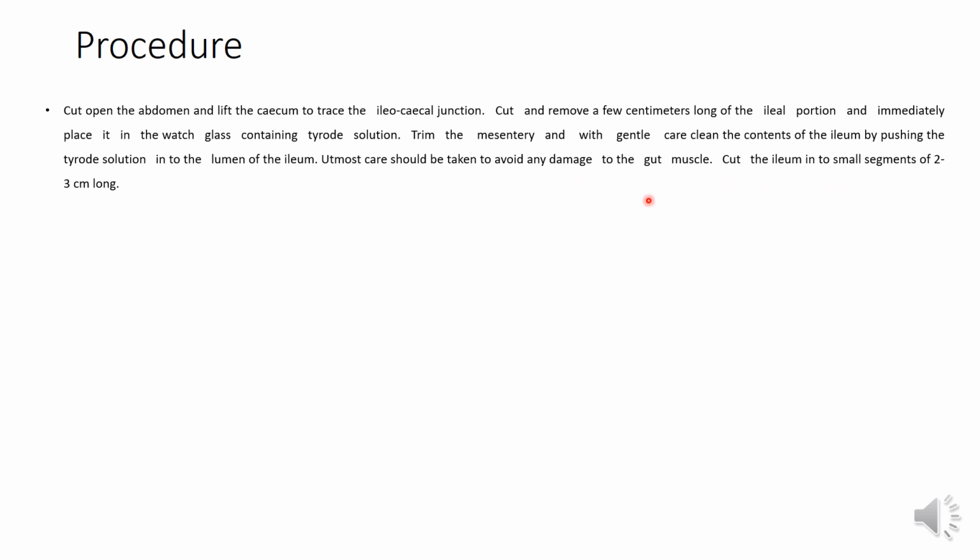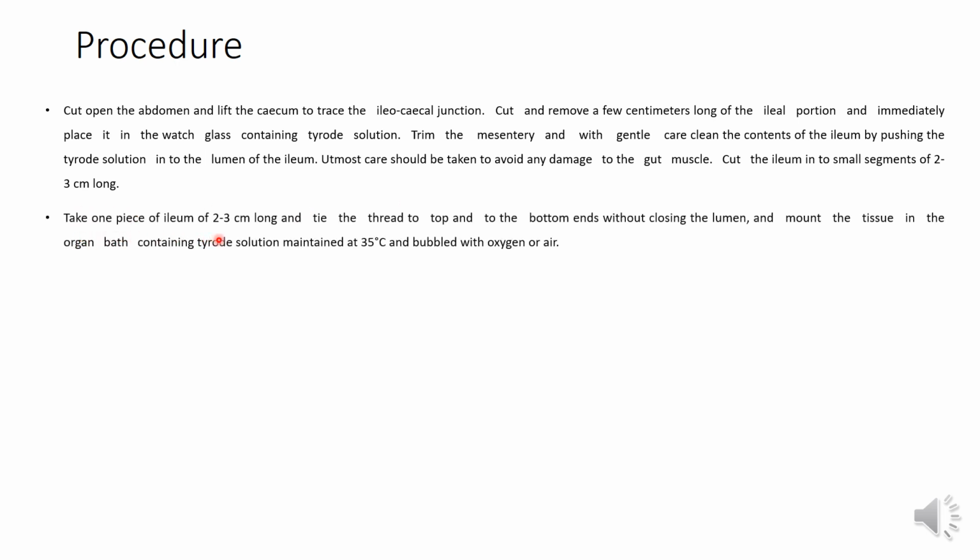Cut the ileum into small segments of 2 to 3 centimeter long. Then take one piece of ileum and tie the thread to the top and to the bottom end without closing the lumen. We need to take care that we should not close the lumen. Mount the tissue in the organ bath containing Tyrode solution maintained at 37 degrees and bubbled with oxygen or air. A tension of 0.5 gram is applied and the tissue is allowed to equilibrate for 30 minutes before adding the drug to the organ bath.